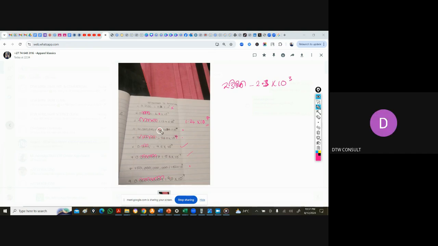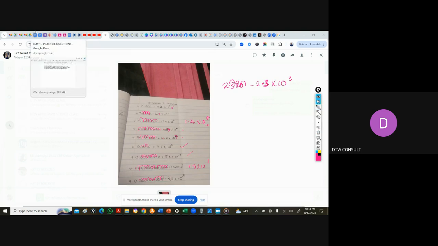Here is 1, 2, 3, 4, 5, 6, 7, 8, 9, 10. That's 1.43 times 10 to the power 10. Okay. Here is 1, 2, 3, 4, 5, 6, 7, 8, 9, 10, 11. That'll be 1.5 times 10 raised to the power positive 11. Do you see that? Yes, I've seen it. Great.